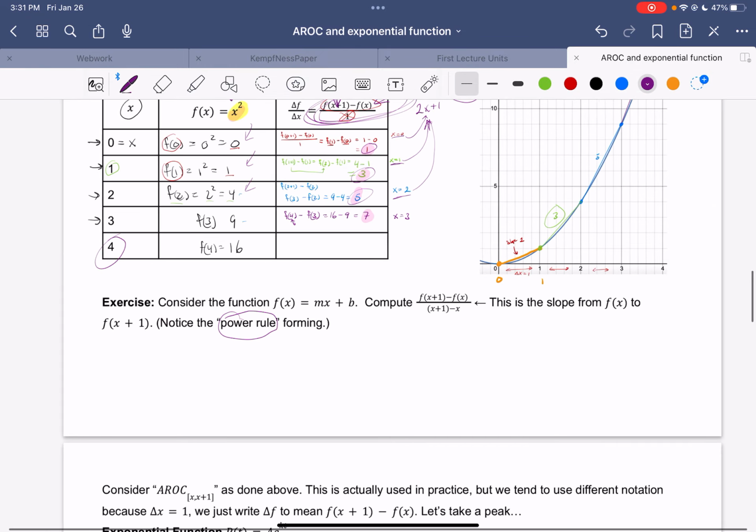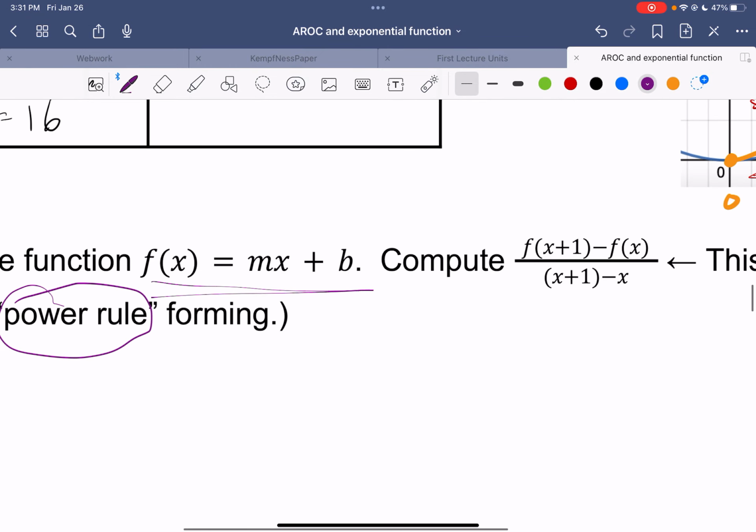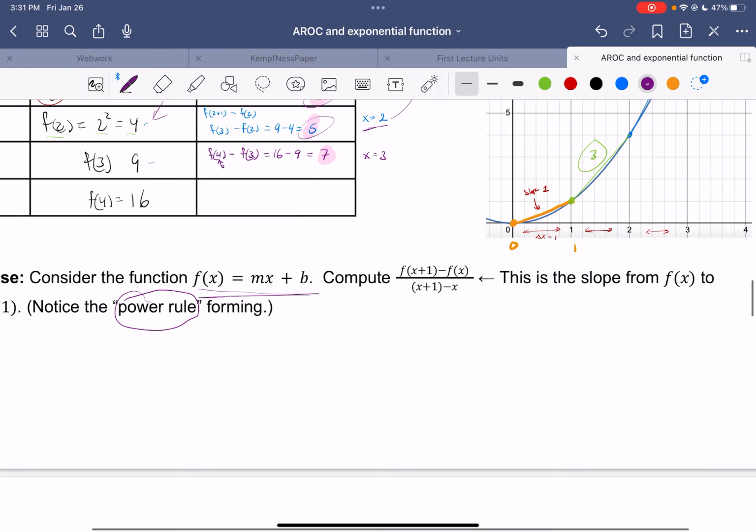And in fact, we can see that again. If my function was a line, and now we do the same idea, and we compute this slope, let's get practice with it. So f of x plus 1 minus f of x divided by 1. This is what we need to do.